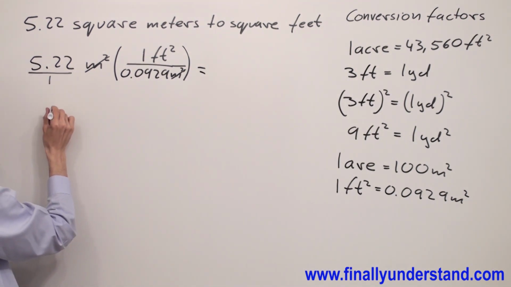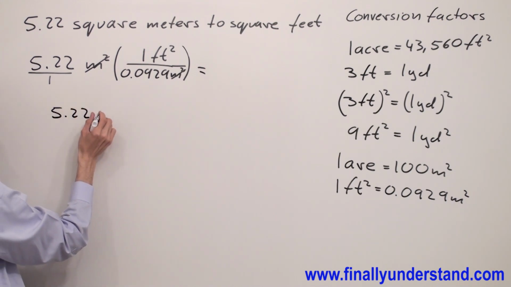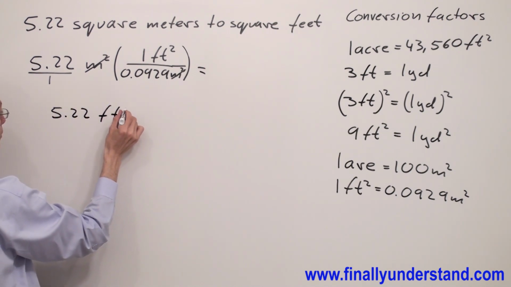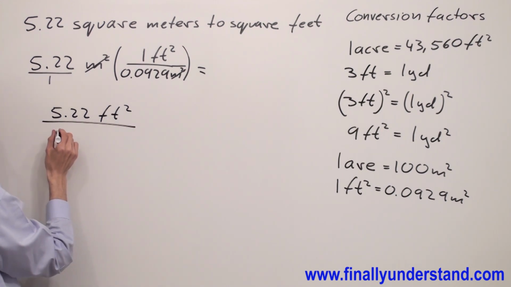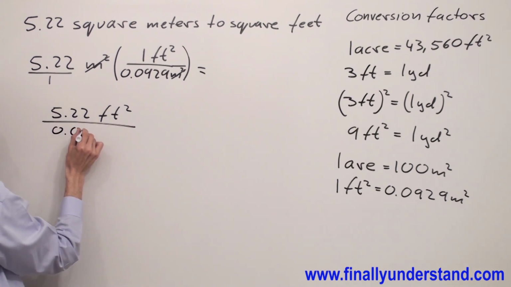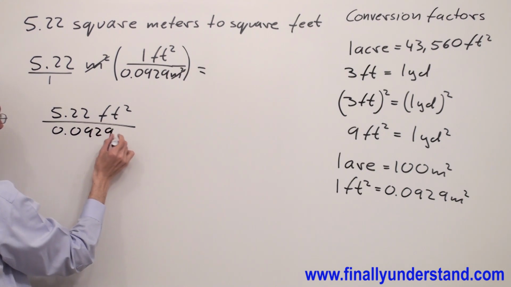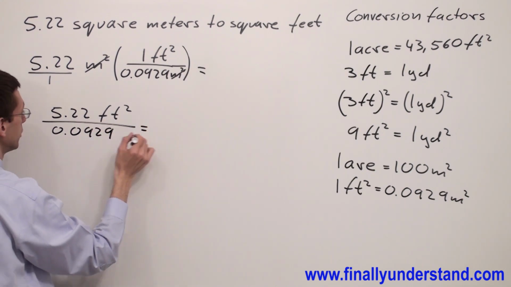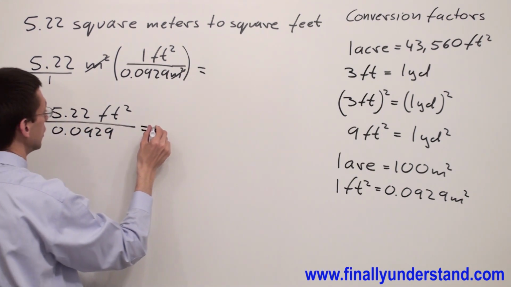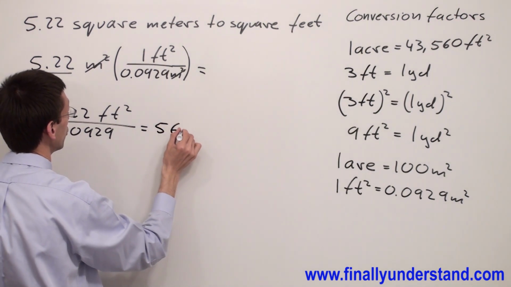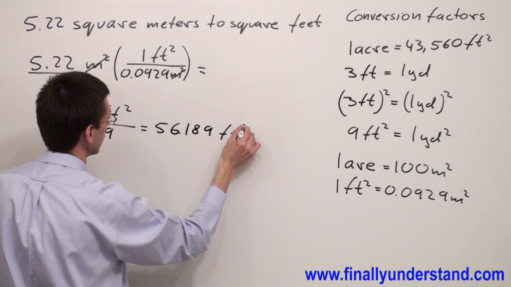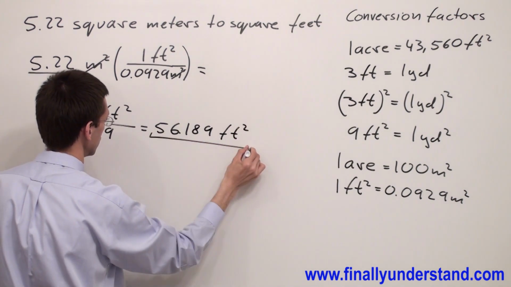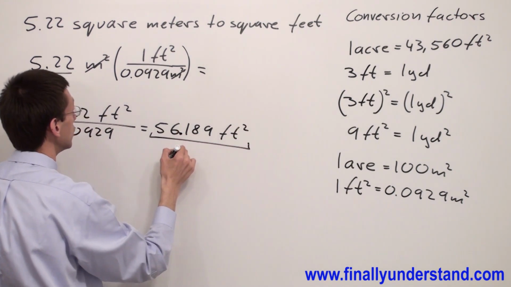I have 5.22 square foot over 0.0929. This is equal, use the calculator, 56.189 square feet. This is the solution to this problem.